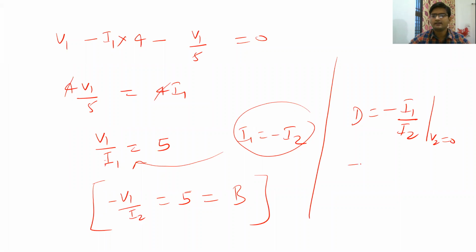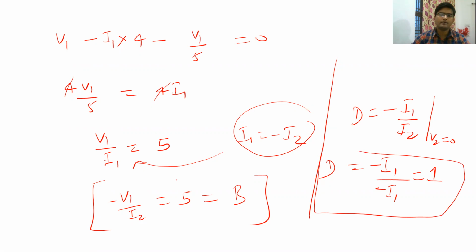So obviously D, which is equal to minus I1, and I2 will also have a value of minus I1. So you will get 1. So your D value will be 1 and B value will be 5. So this is how you can calculate these B and D parameters. So let's move to the last example.